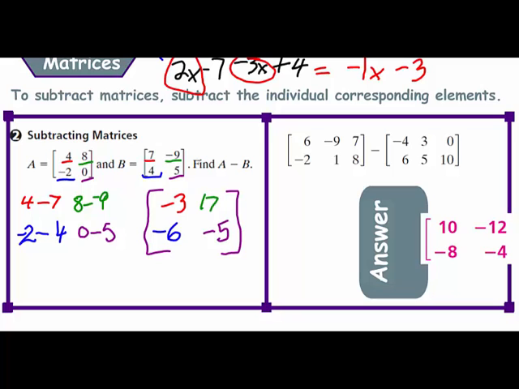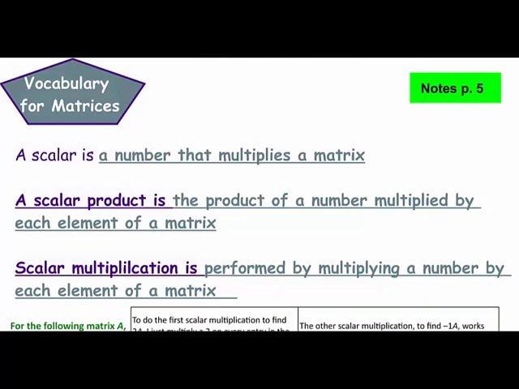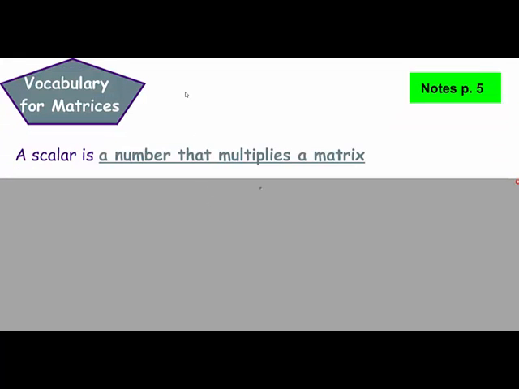Last but not least, we're going to continue on to page 5, because then we do this thing called scalar multiplication. When we multiply a matrix by a scalar, just like that word sounds like scale, we're adding a scale to something.